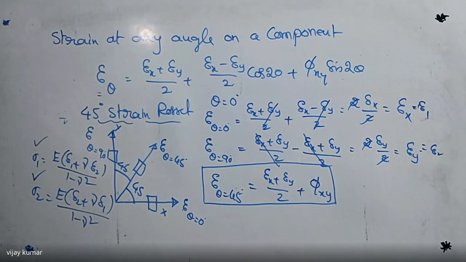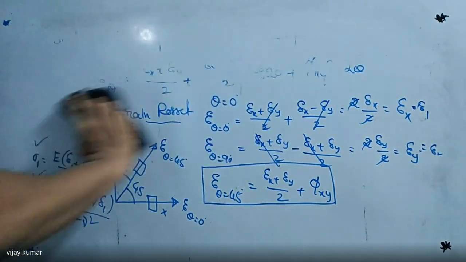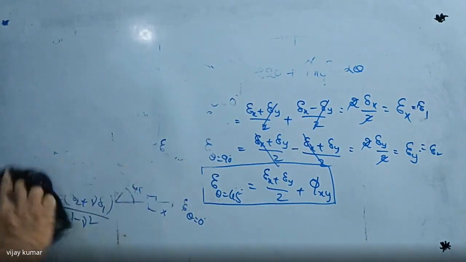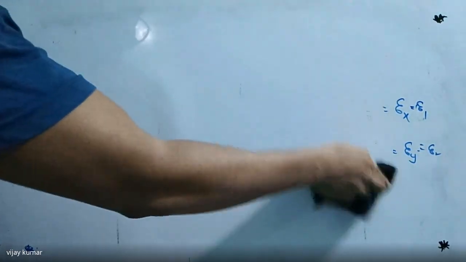Only one or two questions are given. Directly a question is given, that is epsilon x is given. Two questions are given in the GATE examination on the principal strains. I'll give it to you. That is a very simple question. Direct questions are given. So epsilon x is given, epsilon y is given, and find the maximum shear stress. Did you get my point or not?